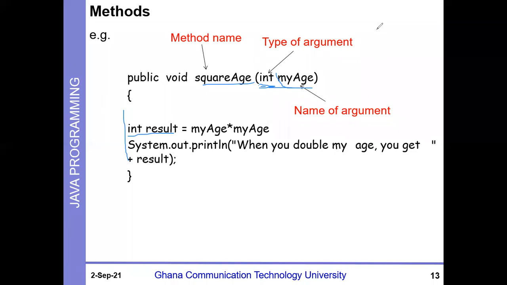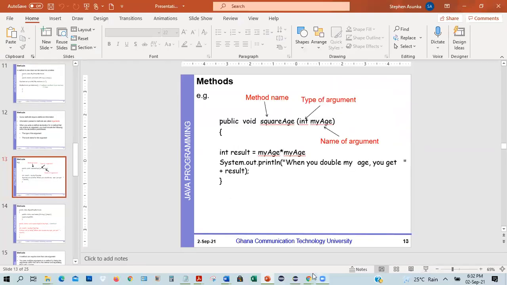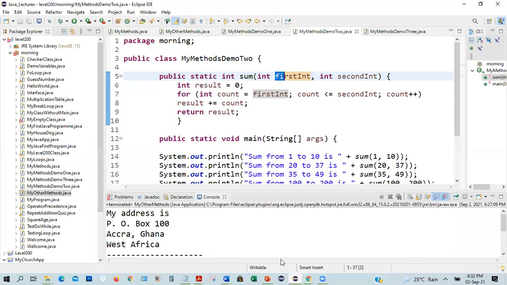Let me see whether I have it in code so that we can easily see that. Okay, so here, do I have it? I think I had it somewhere. Anyway, here, let me see, my methods, okay, square age, yeah.